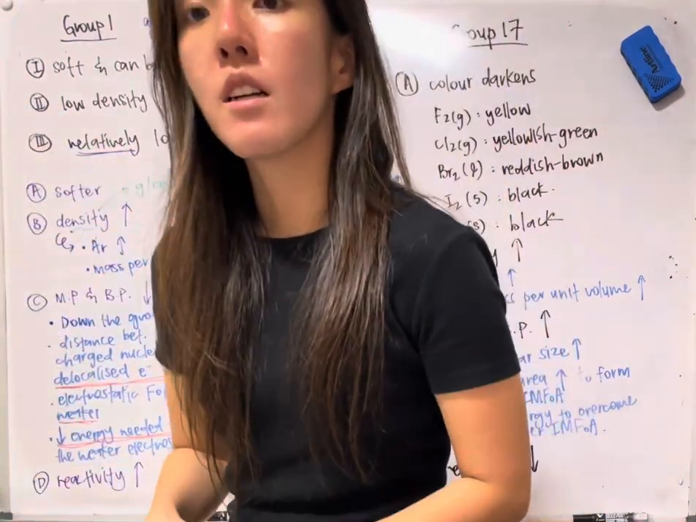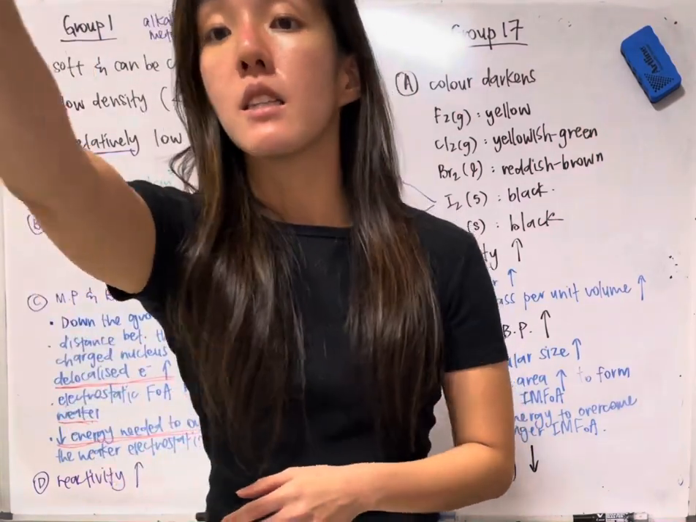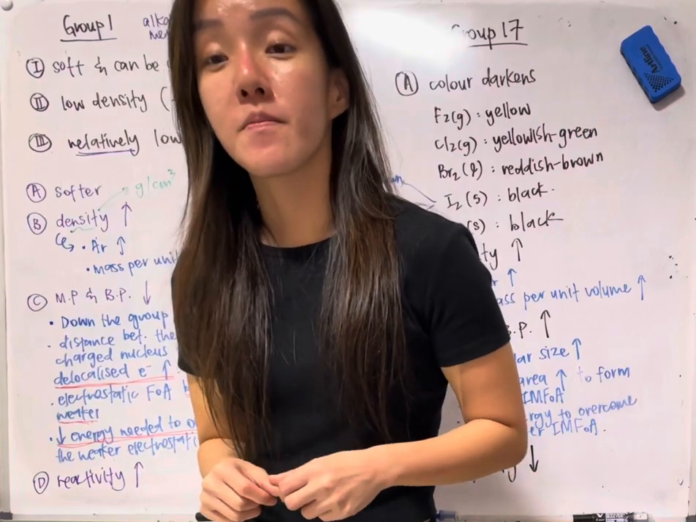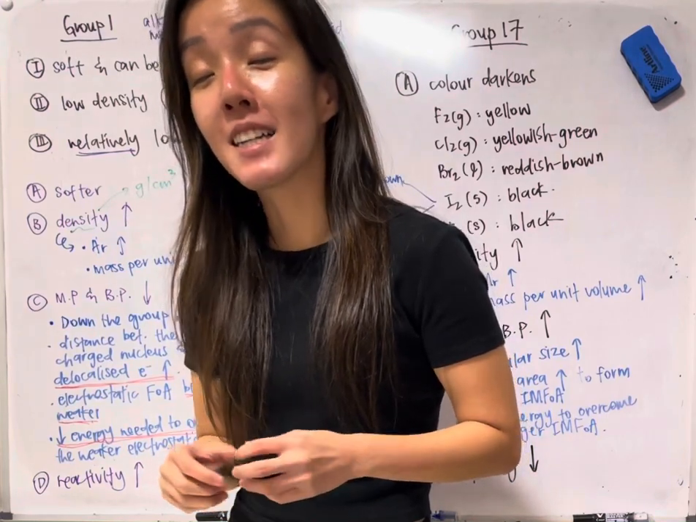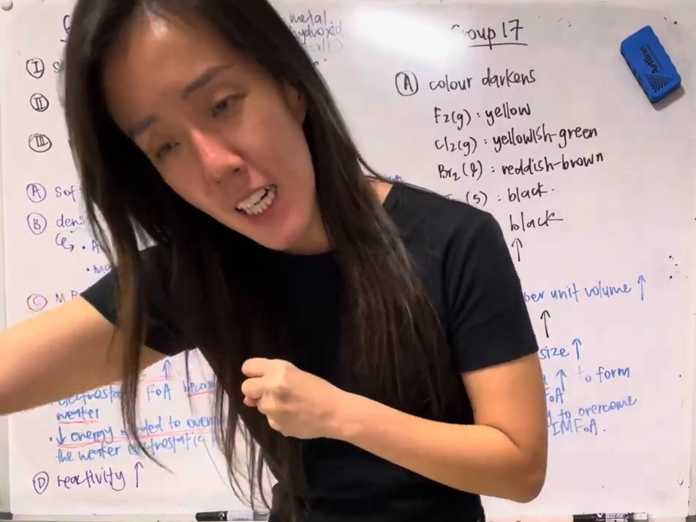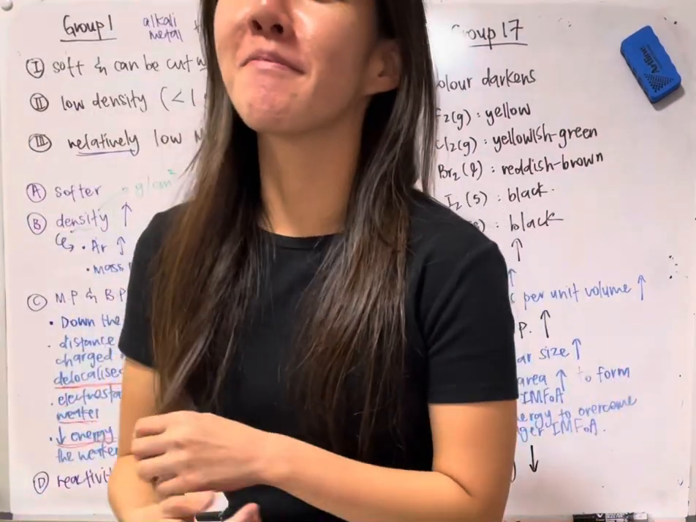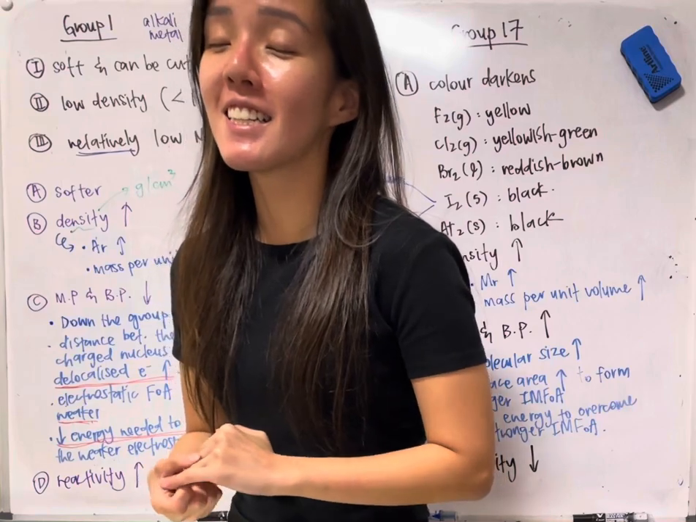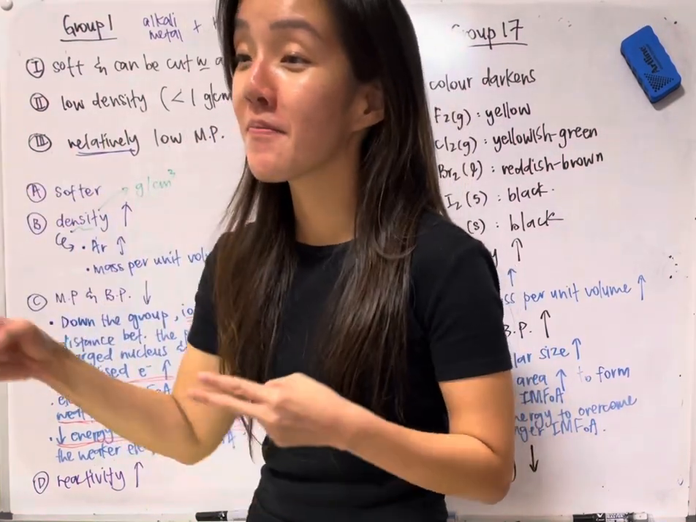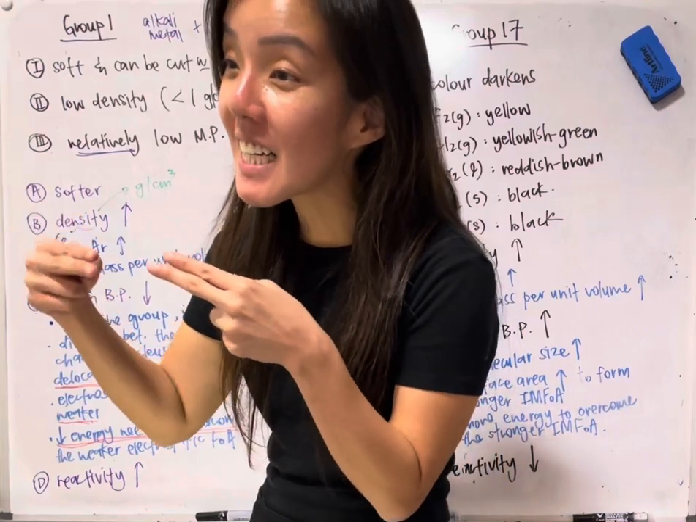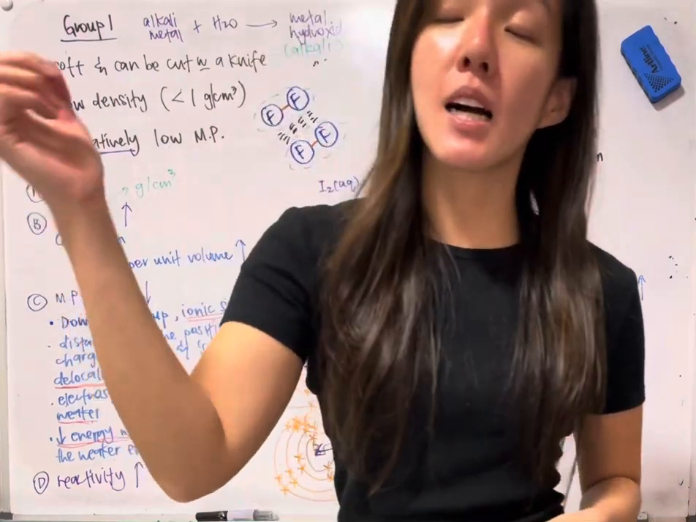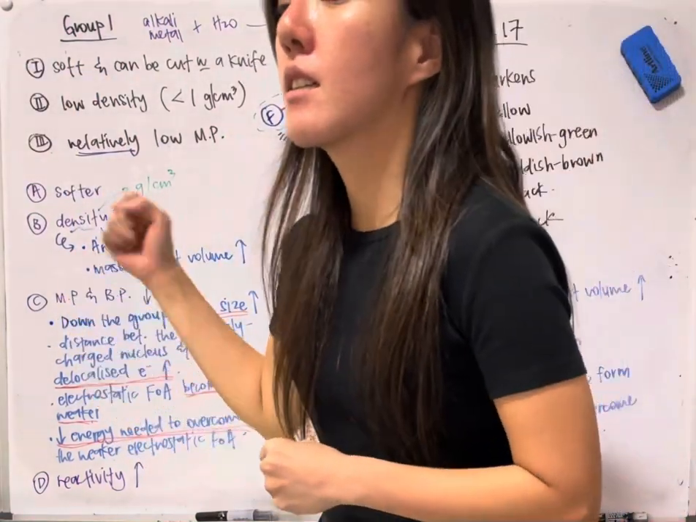Okay. Next one. Another trend. Reactivity decreases. Explain. Atomic size increases, so the distance between the positively charged nucleus and valence electrons will increase. Then the electrostatic forces of attraction become weaker. So hence, it is easier to gain.